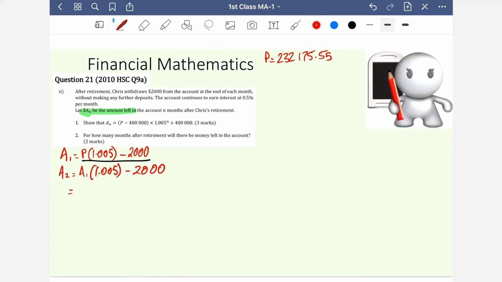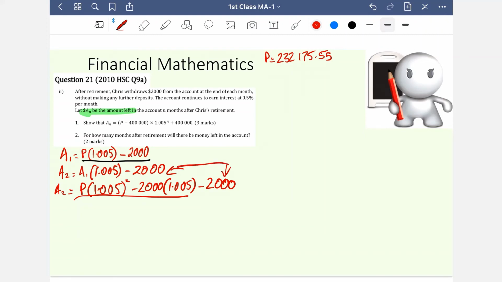So let's substitute A1 into here. So it's going to be P times 1.005 multiplied by 1.005, which will give us 1.005 squared, so that's for A2, minus 2,000 multiplied by 1.005, and then minus this new 2,000. So all of that is A1, A1 multiplied by 1.005. And this is linked up to that. One more time, guys.